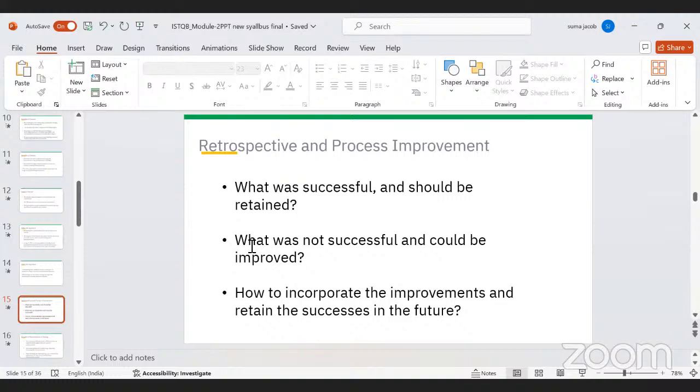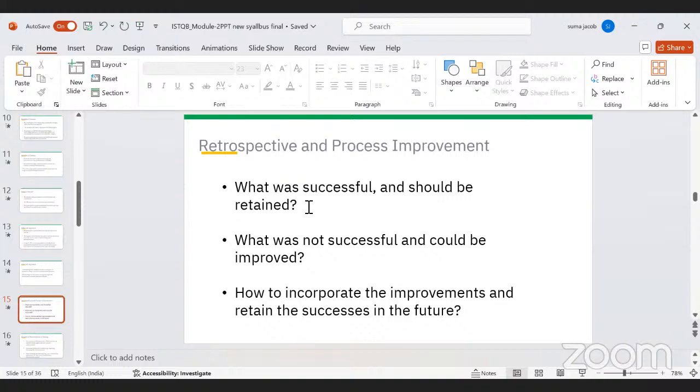So what is discussed? Success, failures, and opportunities for improvement. First, what was successful and should be retained. Participants identify successful practices which were followed, the processes which were good, and the outcomes from the project or iteration that contributed to the success. All these things would be discussed.